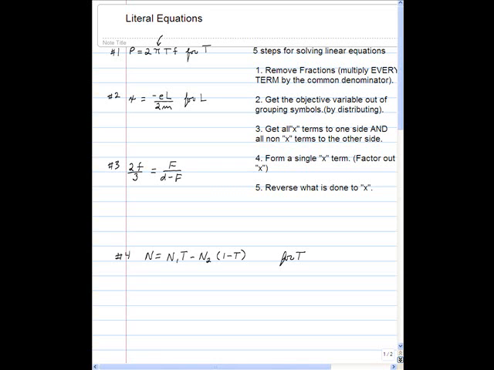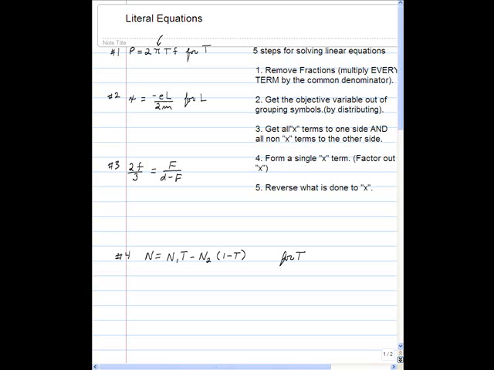We then take the objective variable. The objective variable is our objective in the problem. For example, in number 1 it's t. We want to solve for t, and in number 2 it's L. We call that the objective variable because that's our objective. We want to get it out of a grouping symbol if it's in a grouping symbol. And if it is in a grouping symbol, we get it out by the distributive property.